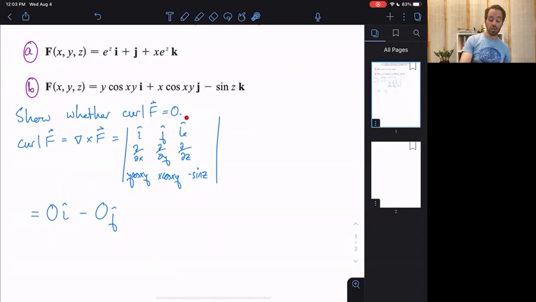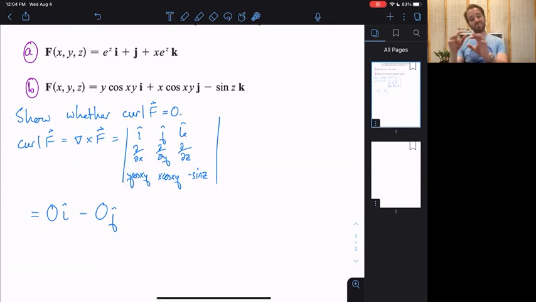For the k component, it's going to be partial derivative with respect to x of this minus partial derivative with respect to y of this. We hopefully will end up with some symmetry here. This is our first derivative that's not just going to be boom, 0. So let's see.